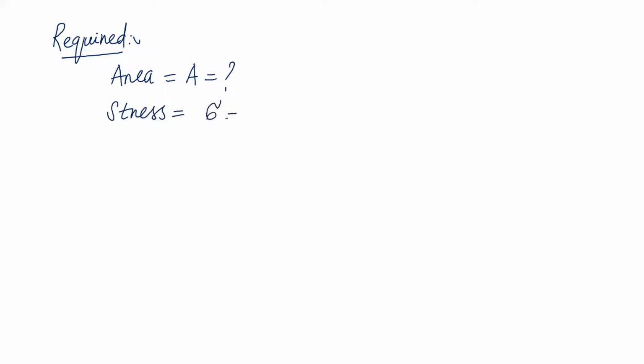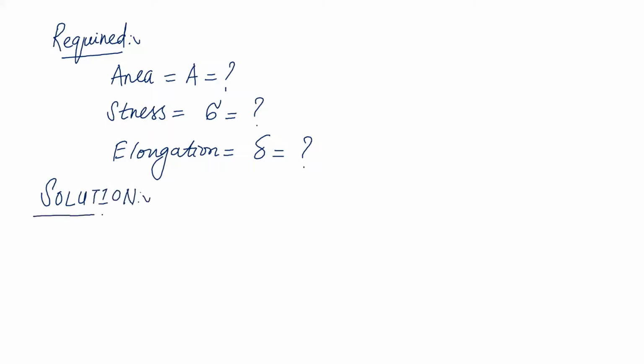What is required? We have to find the area first, because the diameter was given in the question, but we have to calculate the area. Then we have to find the maximum stress, represented by sigma, and elongation is represented by gamma. If it is asked in the question that you have to find the strain energy, you can find it as we did in the previous problem. Now I am moving towards the solution.